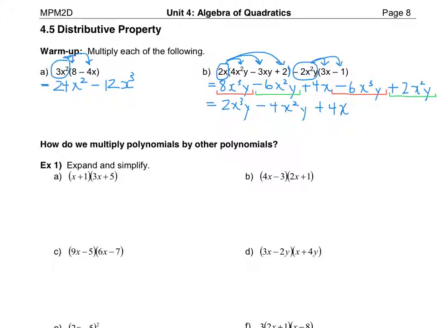Now, how do we multiply polynomials by other polynomials? The two warm-up examples only had a monomial times polynomials. Here we have a binomial times a binomial. Now, what this looks like in terms of things to help you remember, think of this as you and a friend going to a party. So you come together in a group. So the brackets make you a group coming together at a party.